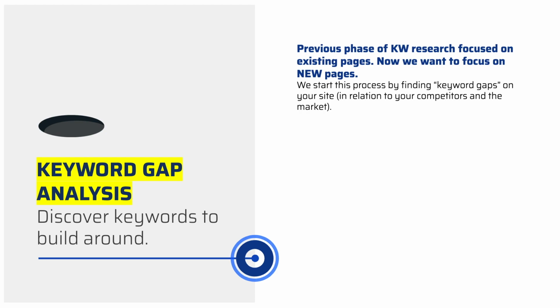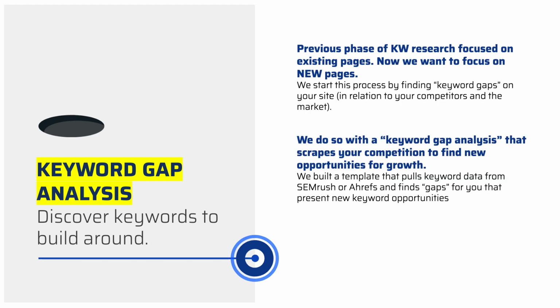So what this does is it finds keyword gaps on your website in relation to your competitors in the market. So pulling down data from Ahrefs or SEMrush, we build a keyword universe of all the content pages that your competitors are ranking around, and then we crosswalk that with the keywords that you are ranking for or not ranking for. And what this does is it presents us with the gaps to build new content and new pages around where you are not ranking where your competitors are.